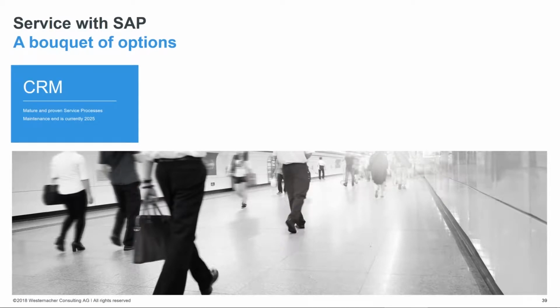As a first option, we have CRM. The SAP Business Suite CRM is a mature and flexible on-premise solution with best practice service processes. The current official maintenance end for CRM on-premise is 2025.